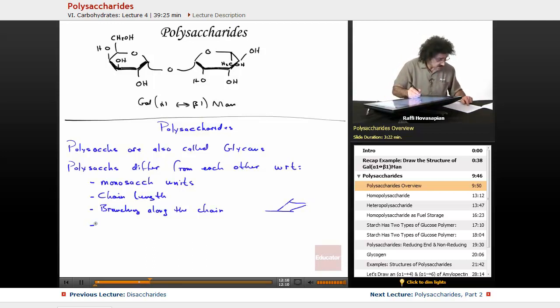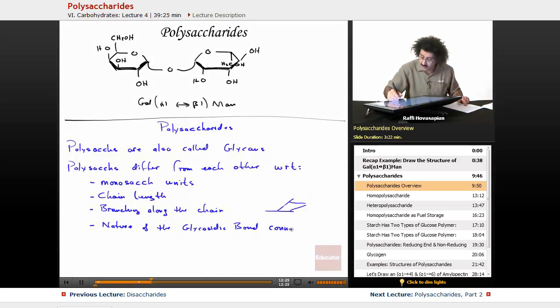And of course, the last thing that they differ with respect to is the nature of the glycosidic bond connecting the monosaccharides. So in the example we just did, our connection here was alpha 1, beta 1.